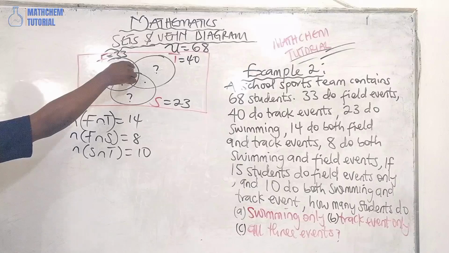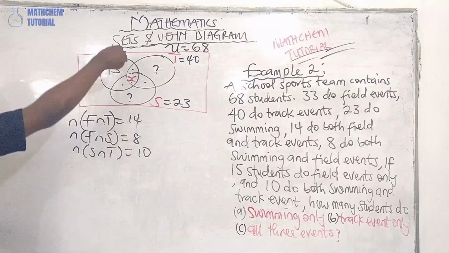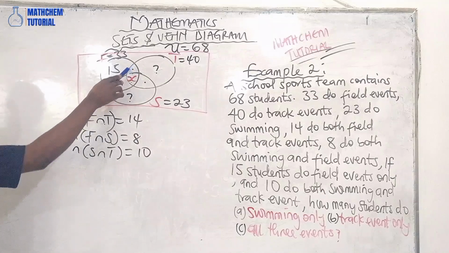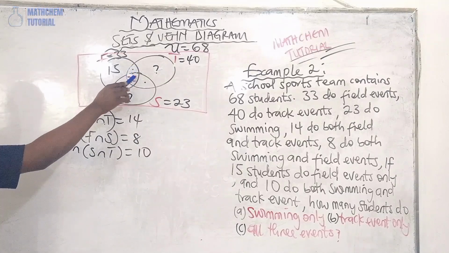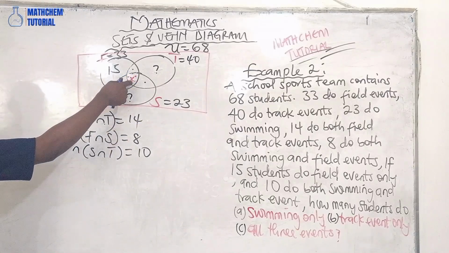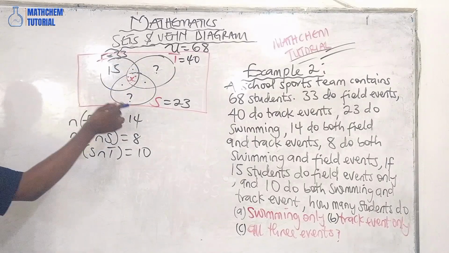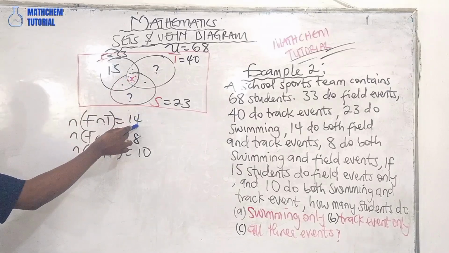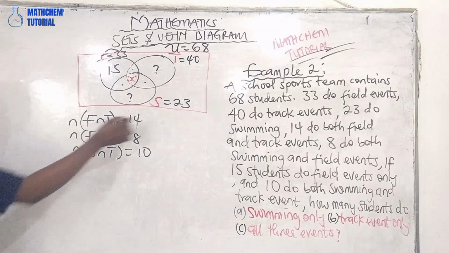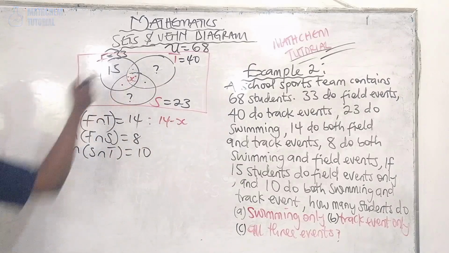So for me to have this guy here, which is F intersection S, which is 14. This 14 actually means the guy on this spot plus the guy here. 14 means those people that take F and T only plus those that take all the three. Remember, all the three means x. So removing those that take all the three from this 14 will give me what is going to be here, which is the only for F and T. That will be 14 minus x. So what is going to be here will be 14 minus x.